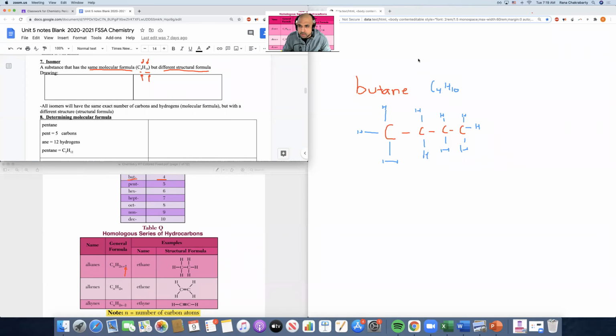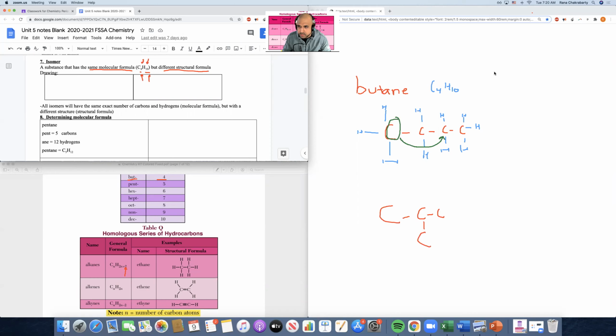Now, if I wanted to change this to an isomer, I have to have the same amount of carbons and hydrogens, but in a different structure, right? So the easiest way of doing this is taking one of the carbons and moving it to the middle. So this carbon is in the front, and I'm just going to move it towards the middle. Okay, so I'll now move it here.